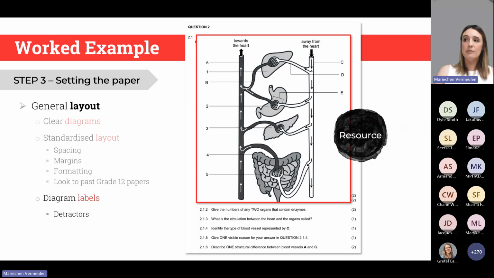In this instance, because question 2.1.1 asked them to give the name and number, I obviously had to give detractors because I had to give them more than 2 options to choose from. But if that wasn't the case, if I was only saying name number 2, name number 3, what would be the point of adding other organs and other labels to confuse them when they're not even making use of those labels? So that's what I mean by being aware of detractors and when they are relevant to your questions.